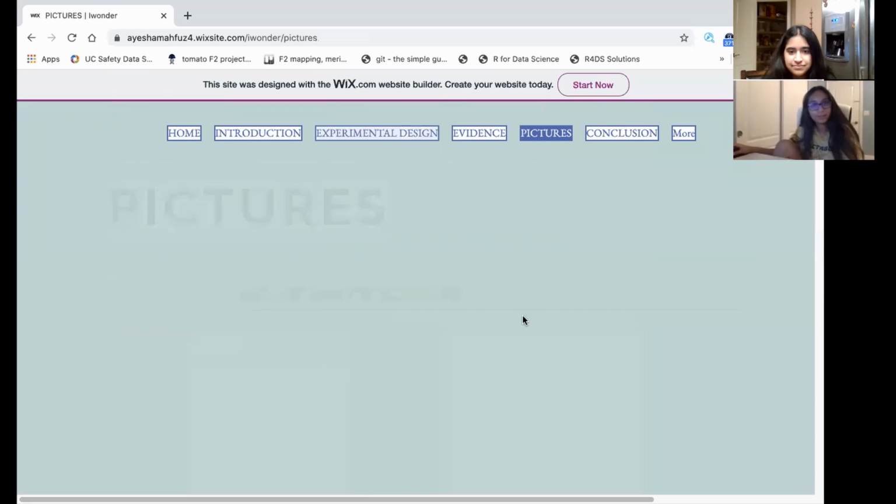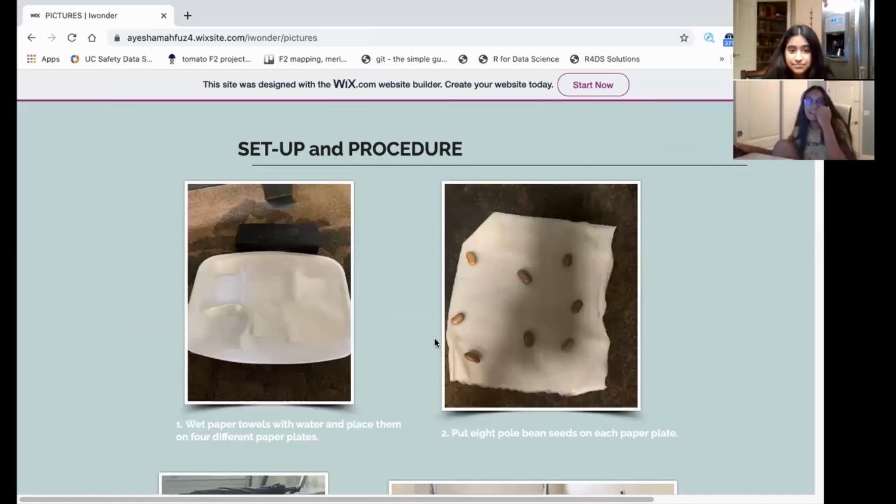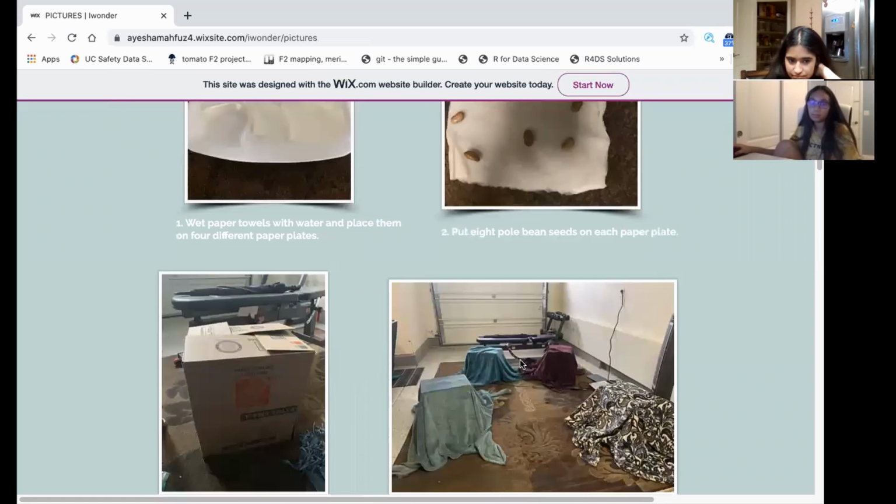Now for the fun part, which is the pictures. To start off, this is where we're going to get more in depth with our procedure. Basically what we did is we wet some paper towels and put them on these paper plates, and then each group had 8 seeds, so we spaced the 8 seeds out on these wet paper towels.